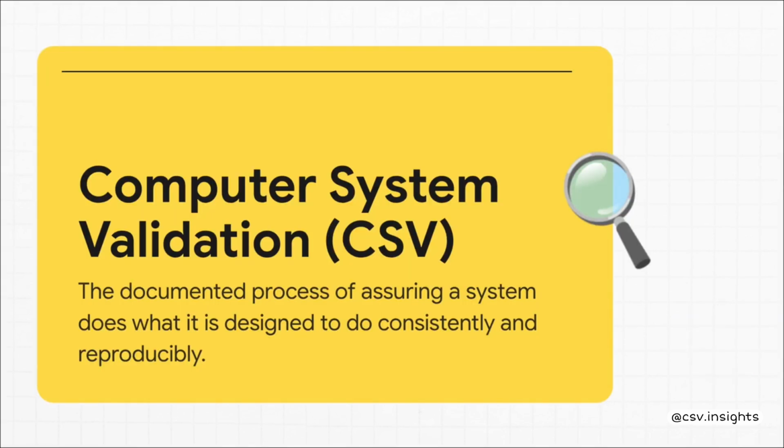So what exactly is computer system validation, or CSV? It's pretty straightforward, really. It's the official, written-down process of proving that a system does exactly what you built it to do and that it does it the same way every single time. It's all about creating a bulletproof trail of evidence.